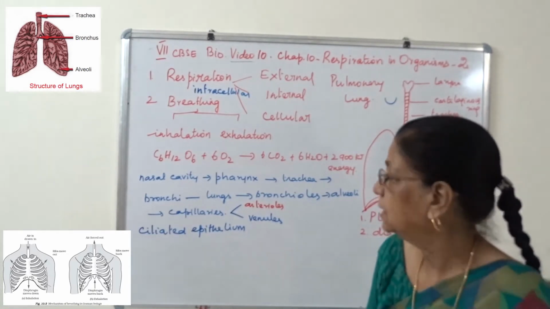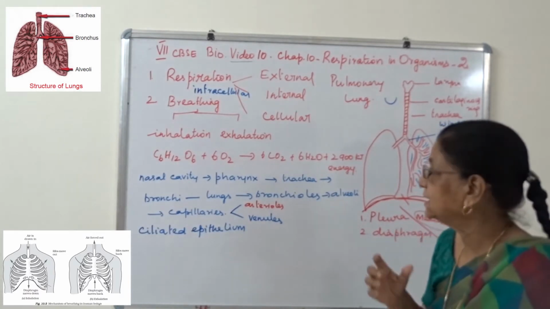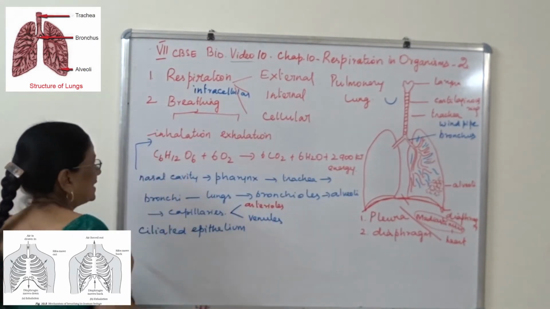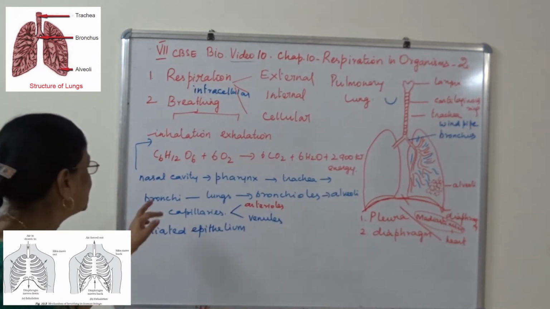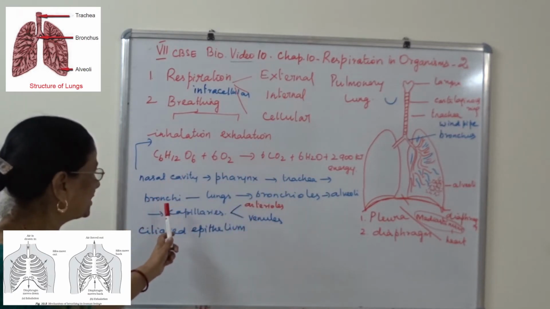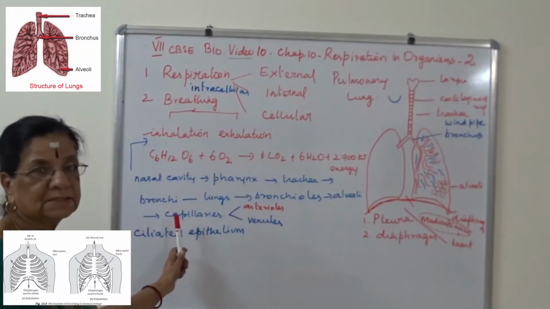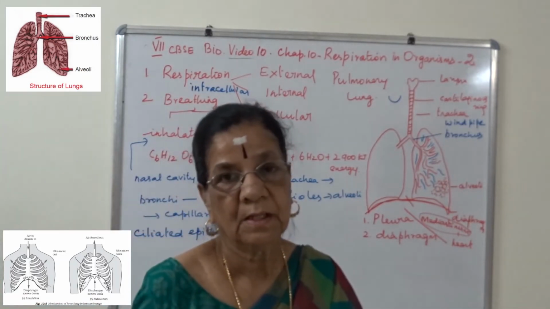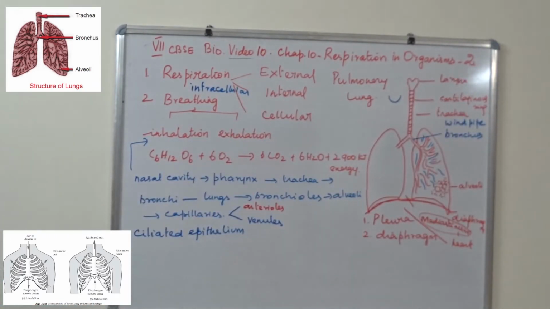I hope you follow. So this is the respiratory passage taking place during inspiration: nasal cavity, pharynx, trachea, bronchi, lungs, bronchioles, alveoli, capillaries. These capillaries are arterioles and venules. Are you clear? So now this is the structure of human lungs.